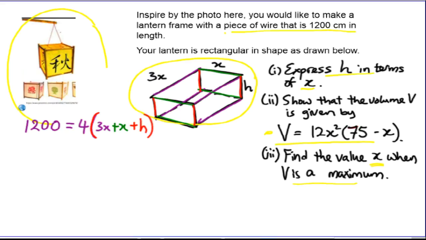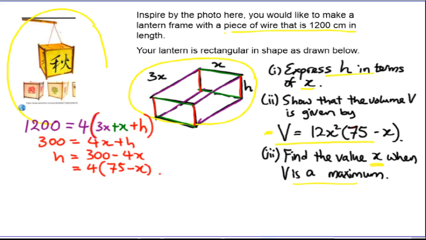So that is 1,200 divided by 4, that would be 300, equal to 3x plus x, 4x plus h. Therefore, h itself is 300 minus 4x. And you can see that in this case, there is a common factor, 4. So you can take the common factor 4 out, and then they will be left with 75 minus x. So h can be expressed as this. So this is question number 1.